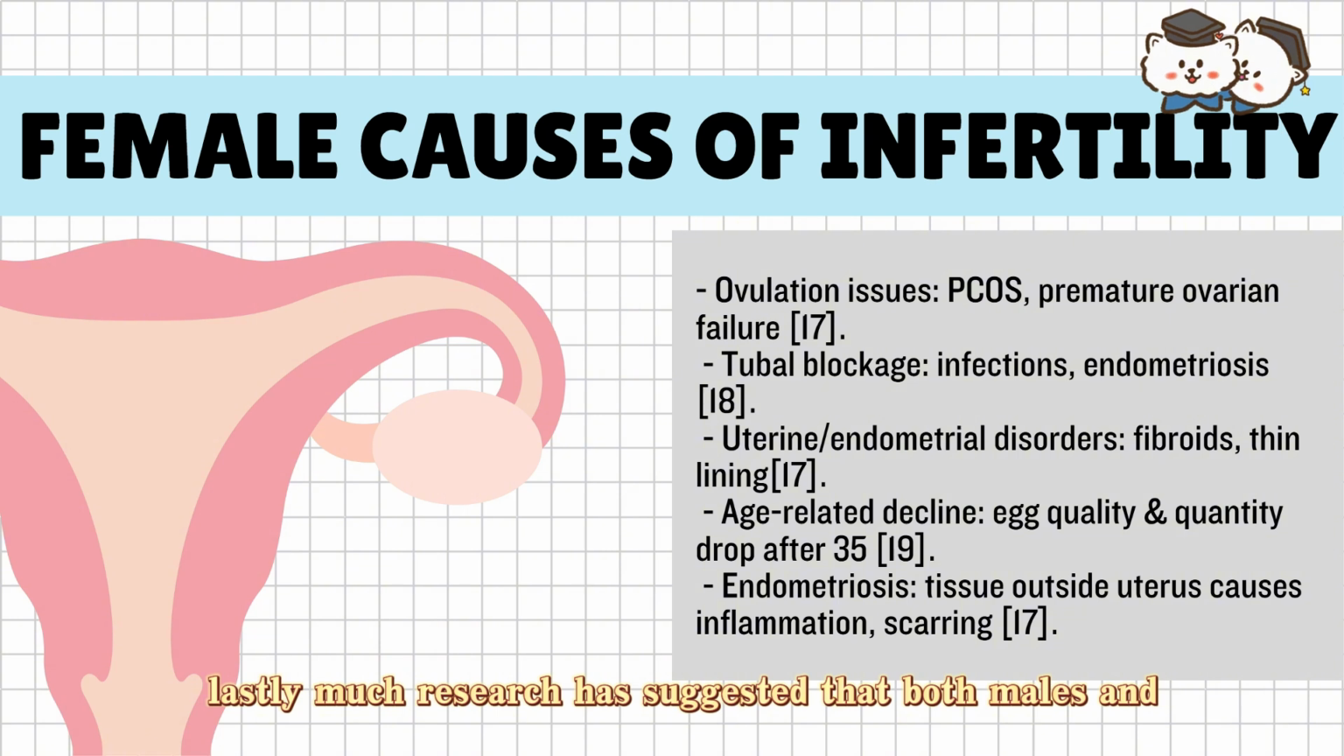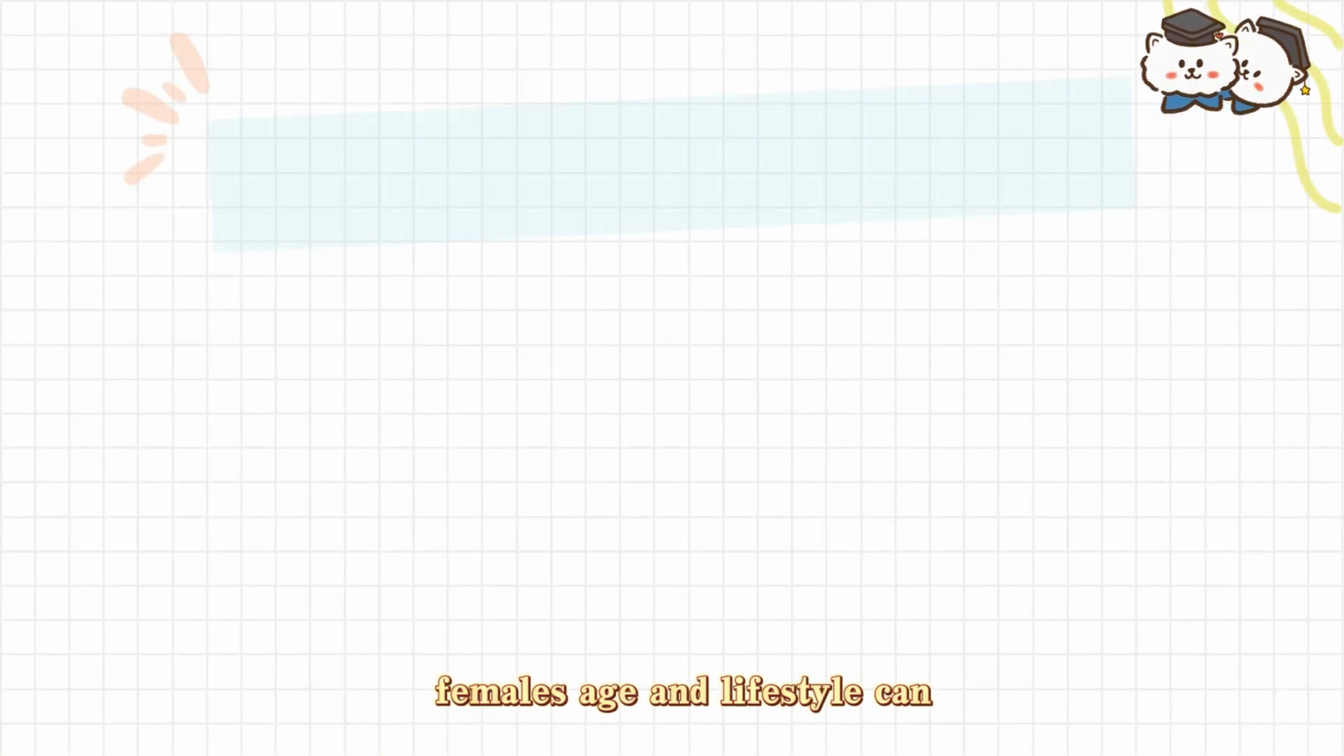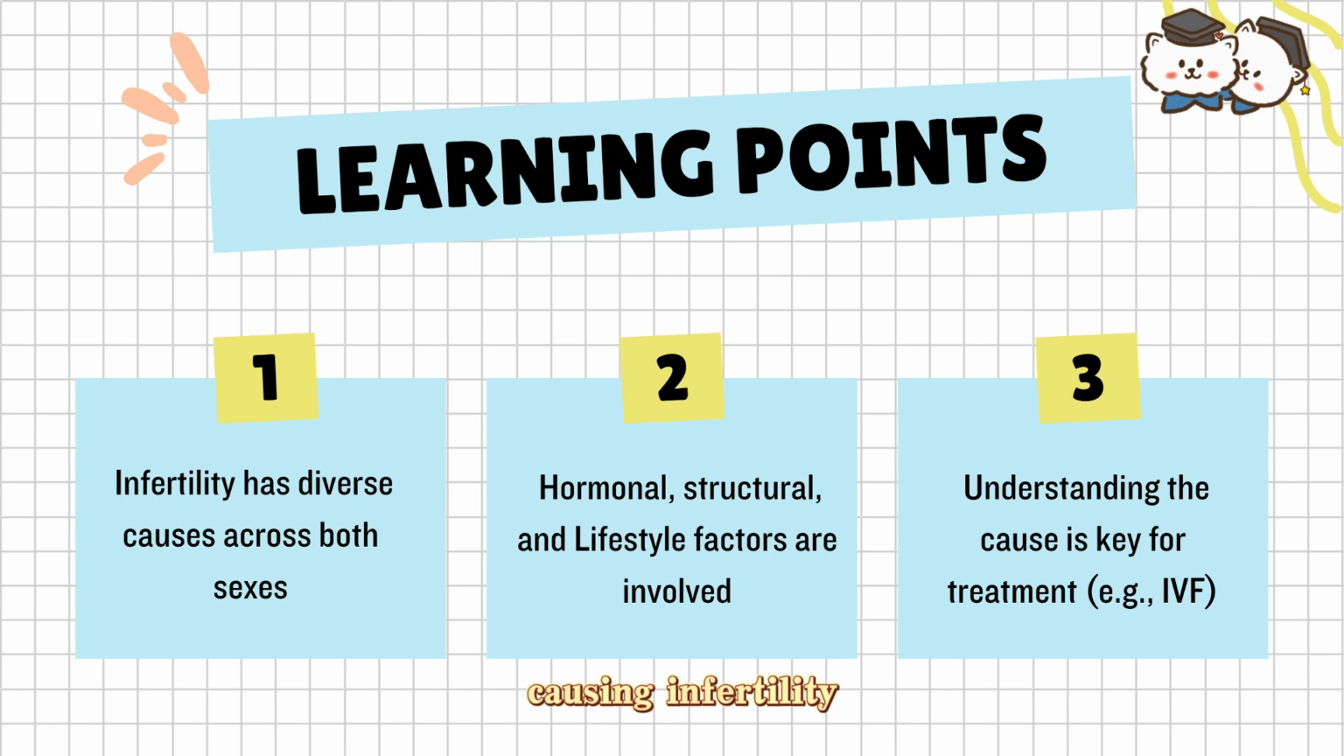Lastly, much research has suggested that both males' and females' age and lifestyle can highly affect sperm and egg quality, causing infertility. So if you don't want to be 1 in 6, please have a healthy lifestyle.